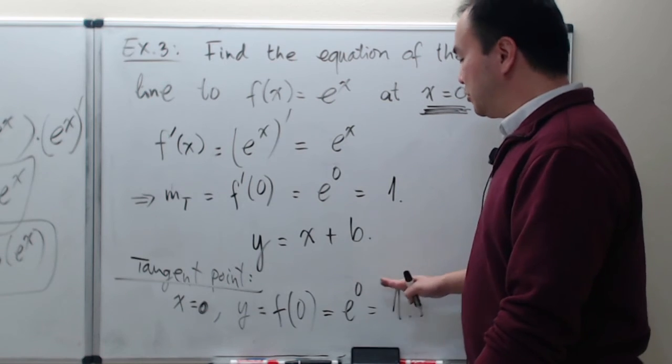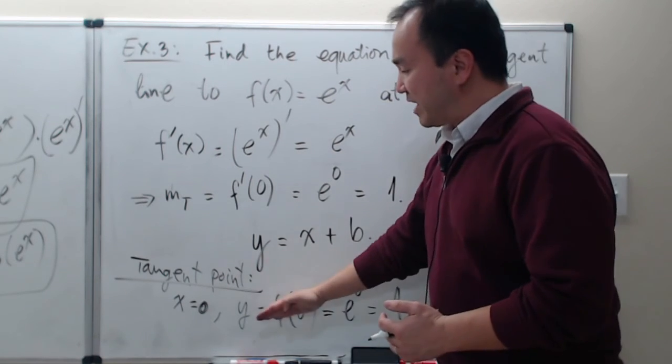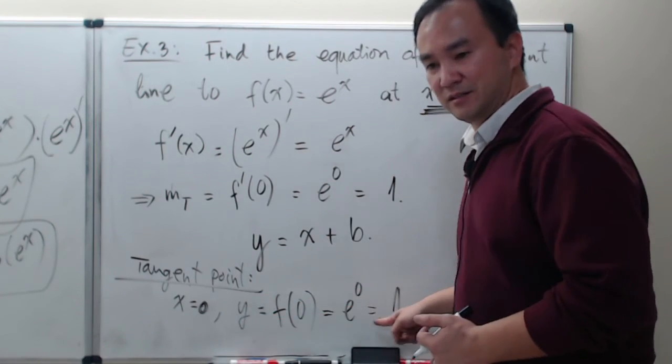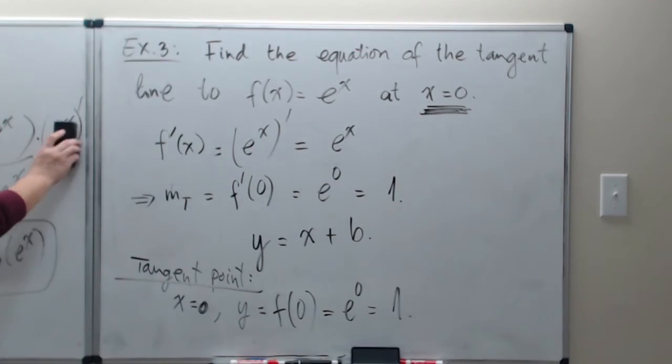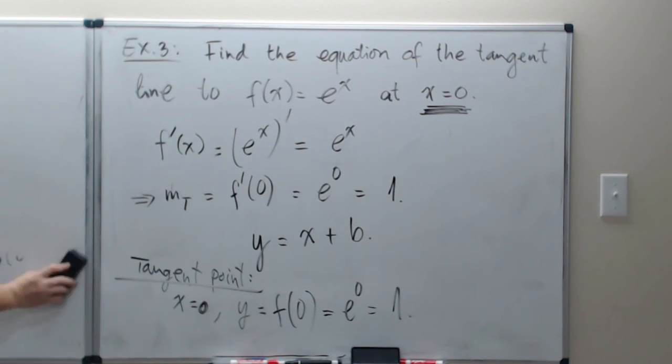But now what's useful about this? Once we have the tangent point in a complete pair of values, I'm going to move on to my next board, erase some space right here, and then we're going to complete our equation.